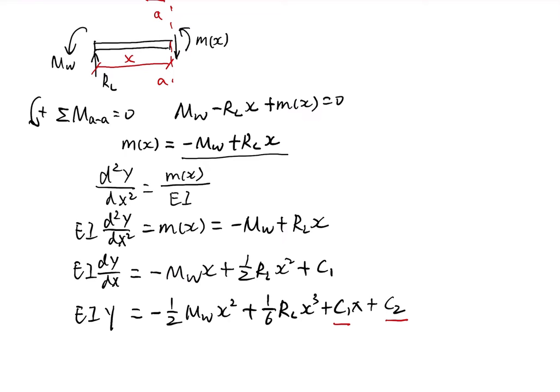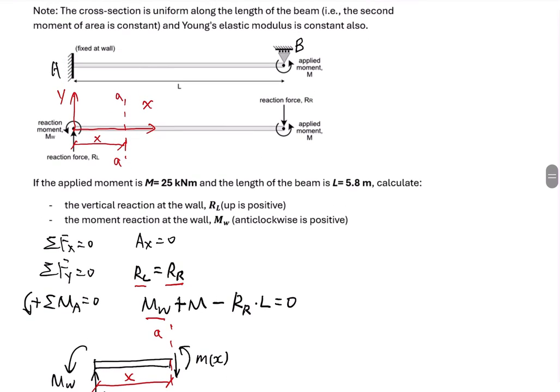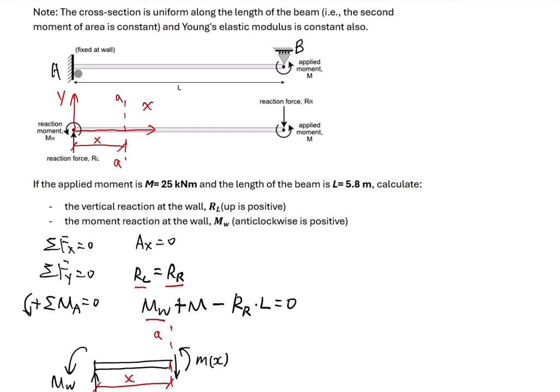These are two unknown constants. How to evaluate? We just need to use the boundary conditions. So the boundary conditions we can use are shown here. At this fixed support, support A is fixed. So we have zero deflection at this fixed support: x equals 0, y equals 0, and we have zero rotation: x equals 0, dy over dx equals 0. So by using these two boundary conditions, we can solve the unknown constants.